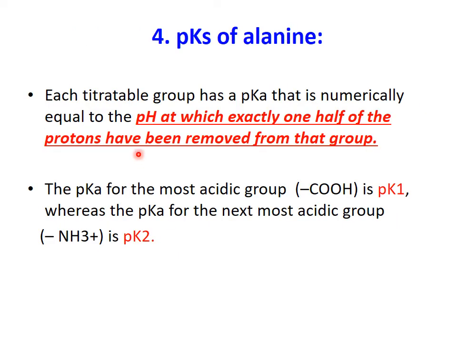Now the pKs of alanine. Each titrable group has a pK that is numerically equal to the pH at which exactly 1/2 of the protons have been removed from that group. The pK for the most acidic group, that is the carboxylic acid, is pK1, whereas the pK for the next most acidic group is pK2, that is for the amino group.